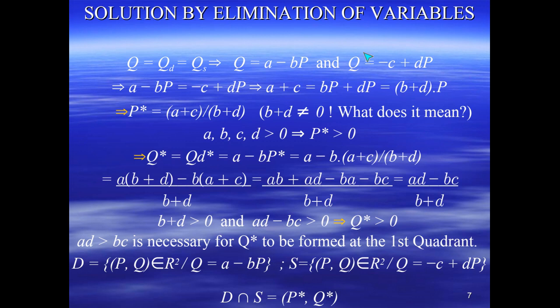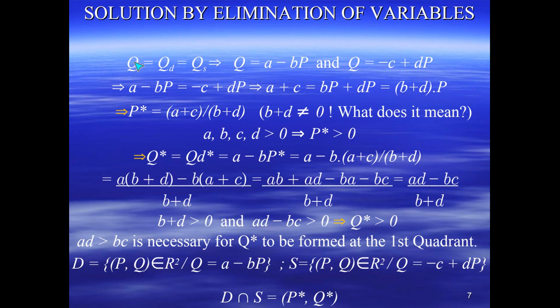How can we solve this model? Well, we can solve it by elimination of variables, by replacing variables with their exogenous values or whatever. This is the simplest way of solving a model. We replace the behavioral equations in the equilibrium condition. What is the equilibrium condition? QD equals QS. Quantity demanded equals quantity supplied.